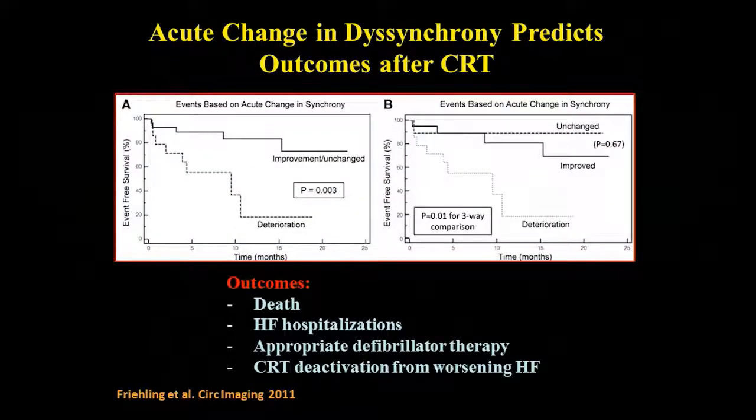In their study, they also found that acute change in dysynchrony predicted outcomes. If there was deterioration in dysynchrony soon after activation of the biventricular pacemaker, there were more deaths, heart failure hospitalizations, appropriate defibrillator therapies, and even deactivation of the biventricular pacemaker, because the patients were doing worse after the biventricular pacemaker.